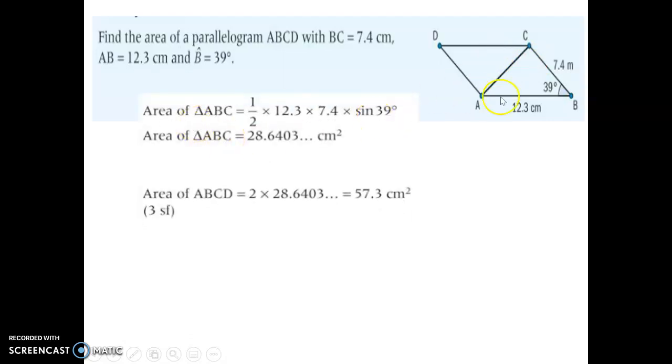Well, the process is this. We can begin by finding the area of this triangle down here because we have a side and then another side and an angle in between. And that's what we did here. So the area of that triangle down there is 28.6. And now all we have to do is double that to get the parallelogram.